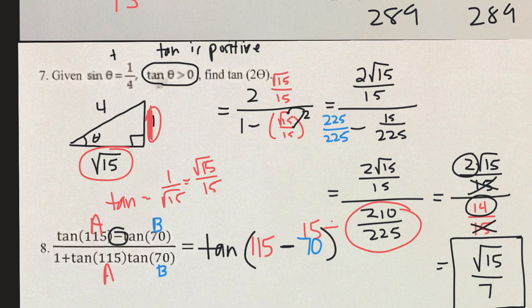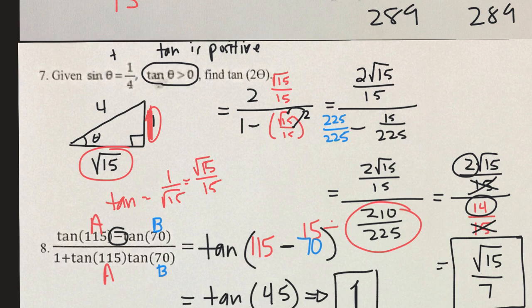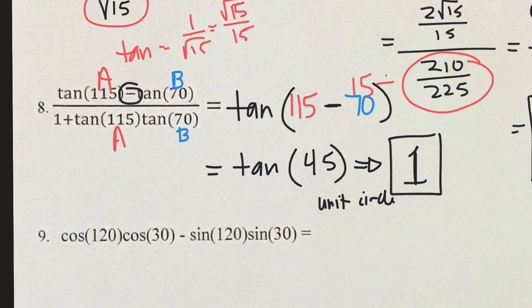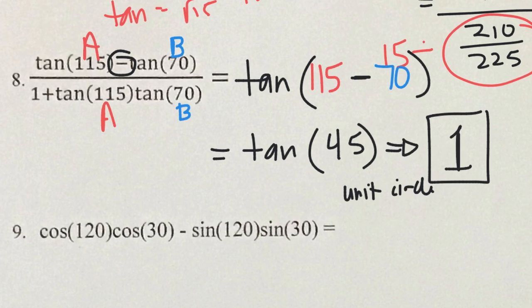Okay, well, I know how to do subtraction. 115 minus 70, that's 45. Oh, and that is a unit circle angle. The tangent of 45 is positive 1. Okay, remember, this comes from your unit circle. So these type of problems are working backwards from your formula to the base, right? How we're starting, the sum and difference. So when you see these ones on your test, don't freak out. Just write down which is your A and which is your B.